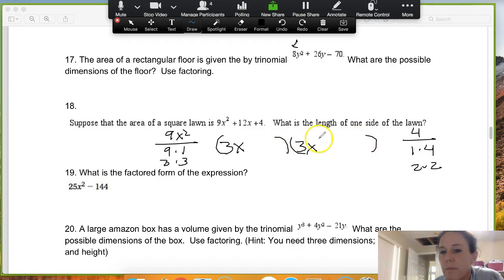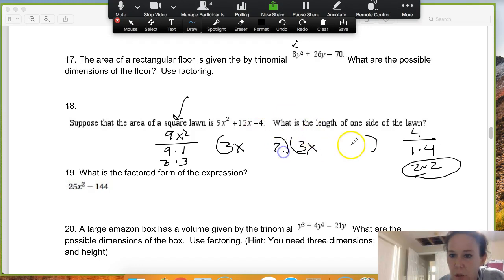Now here's a little trick. I'm going to go for 2 and 2, and this is why. Because it's a square lawn, and they should be the same. It should be the same term twice. So I know it's not 4 and 1 because it's a square lawn. Length and width are the same. So I'm going to go 2 and 2. Now it's positive, so I go positive, positive.